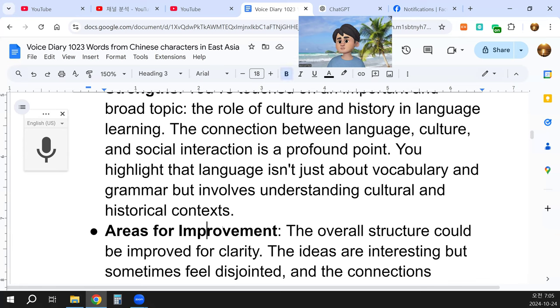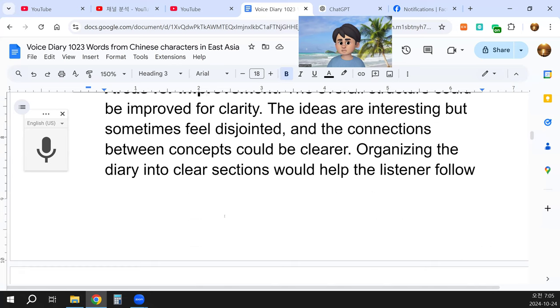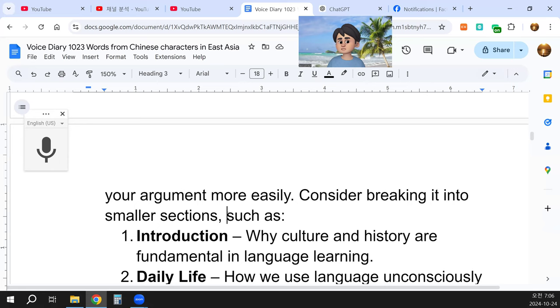Areas for improvement. The overall structure could be improved for clarity. The ideas are interesting, but sometimes disjointed, and the connection between concepts could be clearer. Organizing the diary into clear sections would help the listener follow your argument more easily.